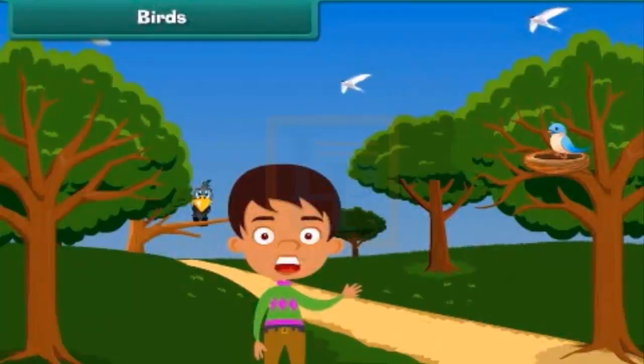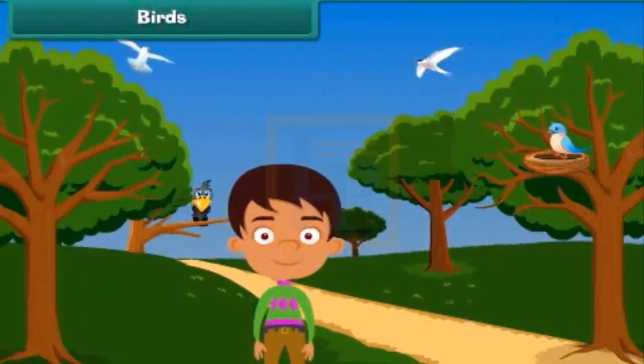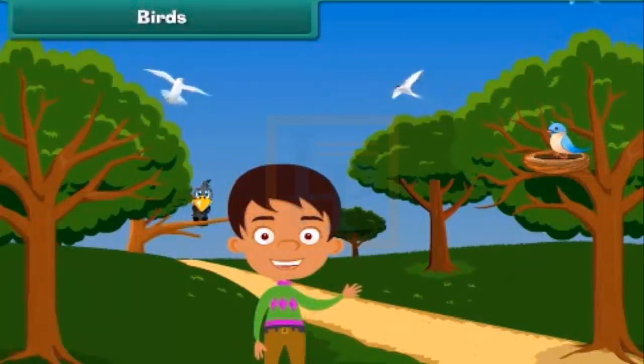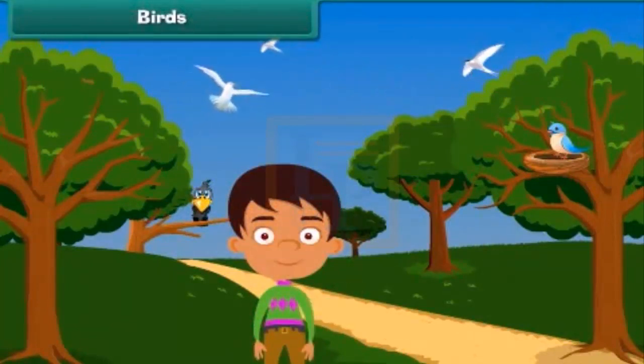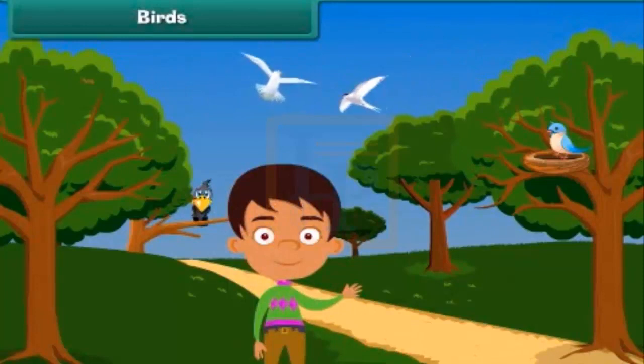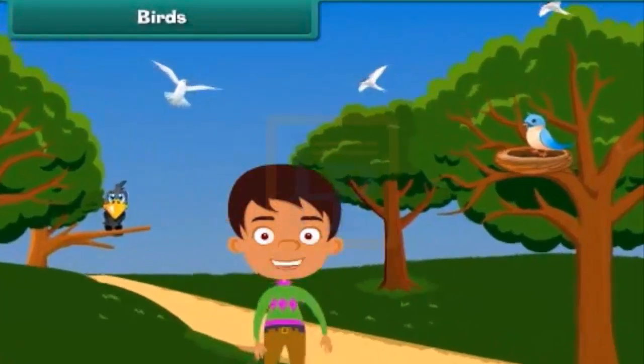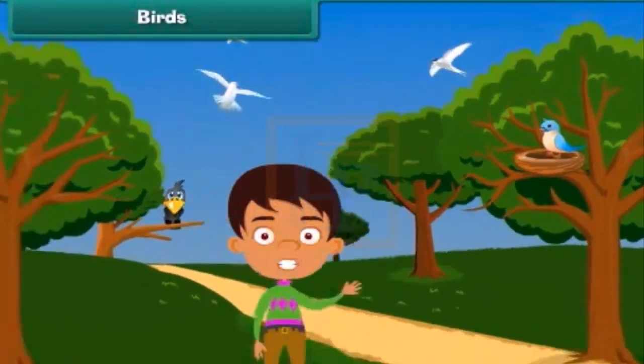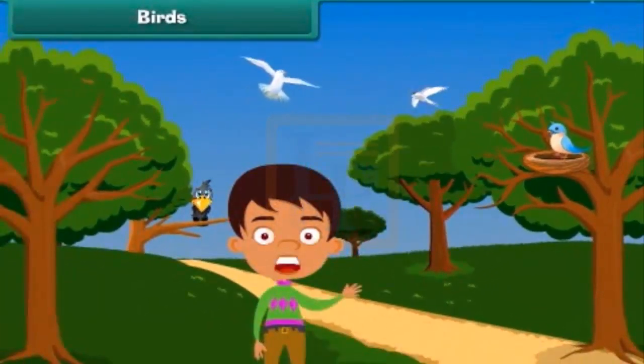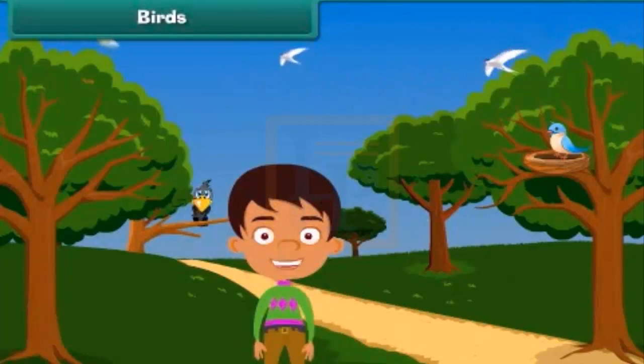Now let us learn about birds. Birds are animals that have wings and can fly. They have feathers on their body which keep their body warm. They make their nests on the trees. These nests are their homes where they live and feed their young ones.